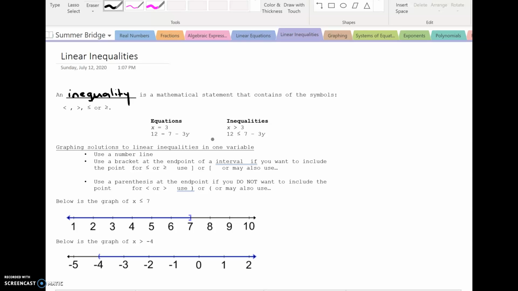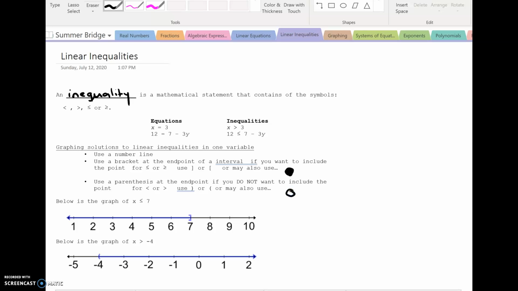Okay, now graphing solutions to linear inequalities in one variable. We're going to use a number line, and this depends on your professor and what they prefer, but you're going to use brackets at endpoints of intervals if you want to include the number. So anything that has the little bar underneath means "and equal to." You could also use what we call a closed circle. You're going to use parentheses for anything that does not have the "and equal to" sign. You could also use an open circle.